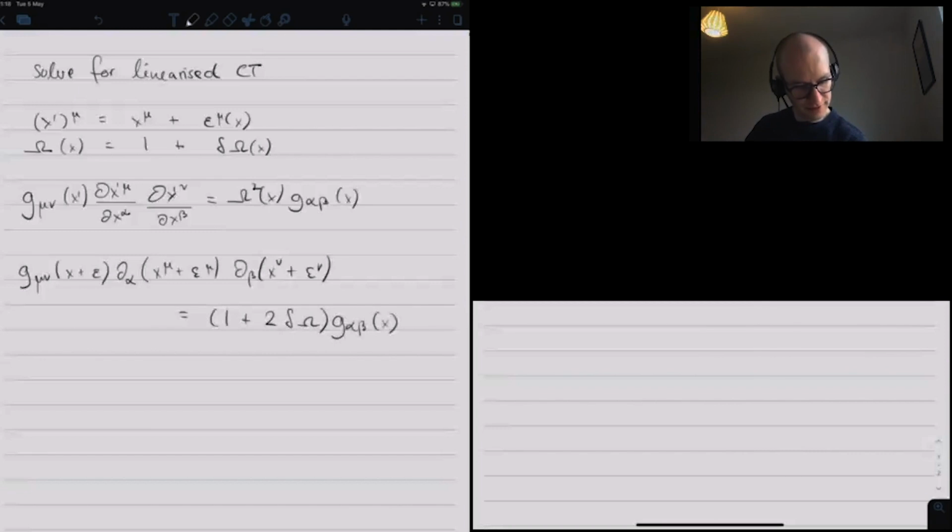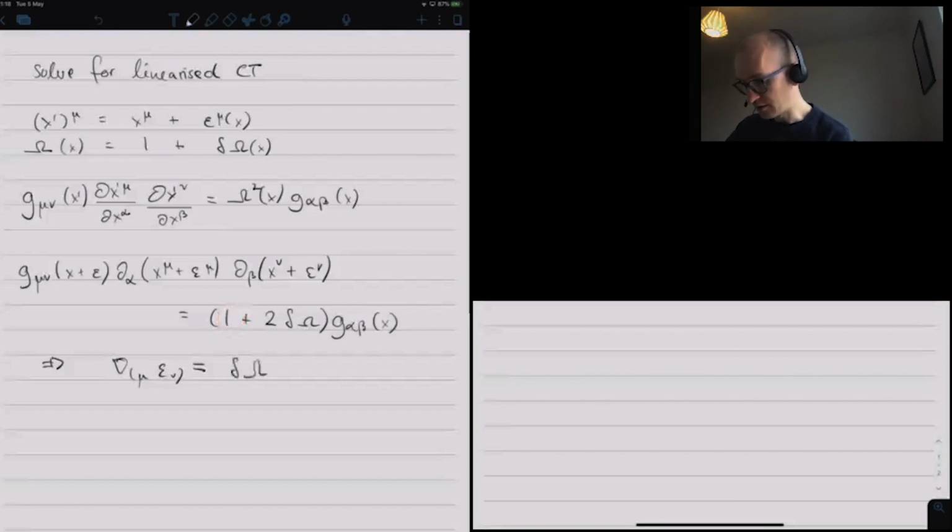And what you're left with is basically the equation that we all know, which is d mu epsilon nu, the symmetrized covariant derivative of epsilon. And if it were an isometry, this would be equal to 0, because you would only have this term on the right-hand side. But of course, it's a conformal isometry, so it's not equal to 0. Turns out that it's actually equal to delta omega g mu nu. So that's the linearized equation for a conformal isometry.